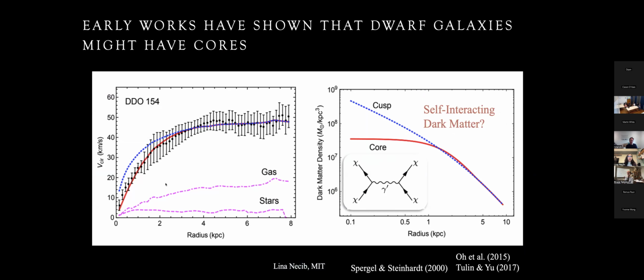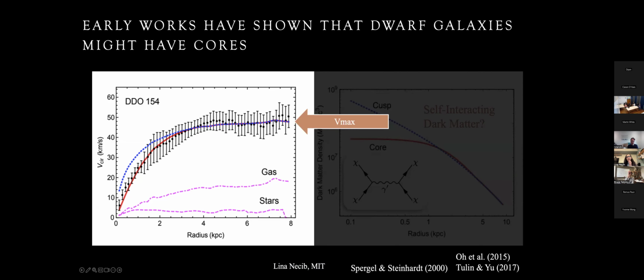So early works have shown that at least some dwarf galaxies might actually have cores. As you can see here, this is a circular velocity curve of one of these galaxies, and it does fit a little bit better with a core versus a cusp. This is interesting, of course. And then the other thing I wanted to define, because I'm going to talk about it later, is Vmax. The maximum rotational velocity of this galaxy we call Vmax, and I'll get back to that later.